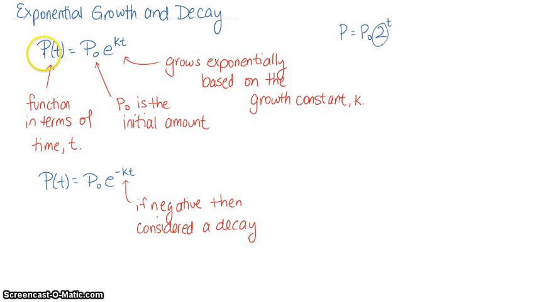So it's a function in terms of t. Your P0 is your initial amount, and it's your exponential growth based on a growth constant k. Now, it's considered a growth constant if it's a positive value here. If you have a negative here, where k is a positive value multiplied by the negative, then it's considered a decay.